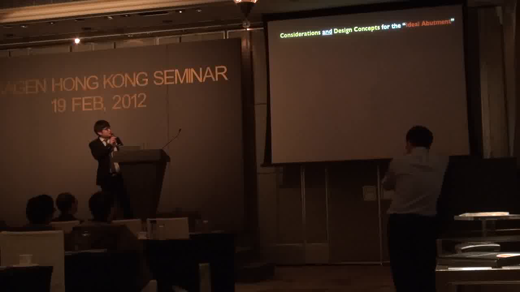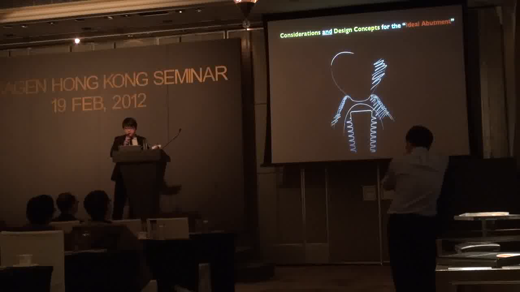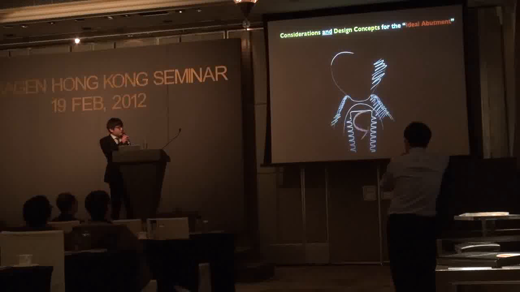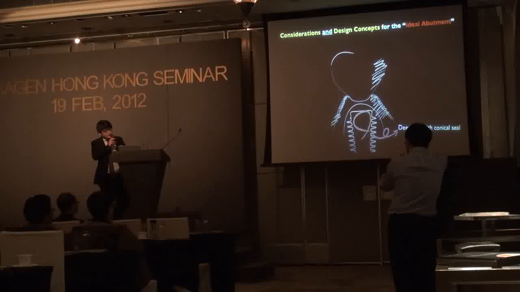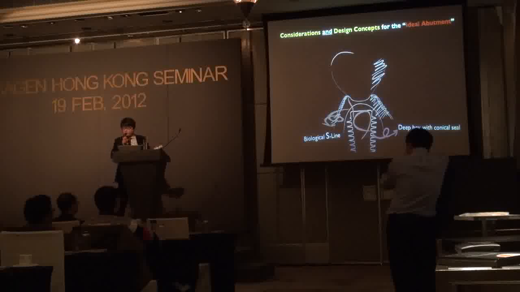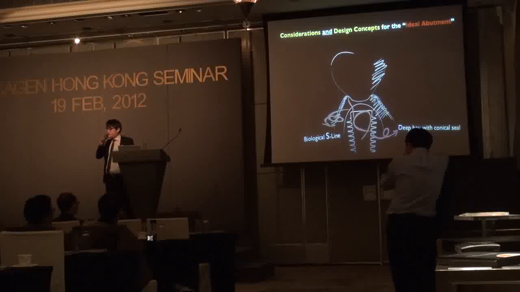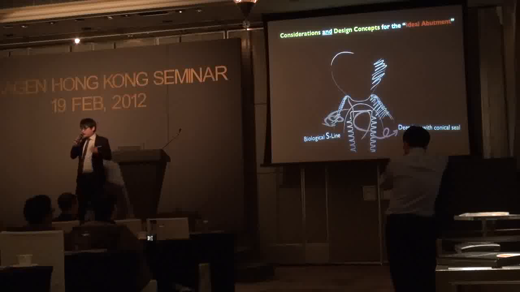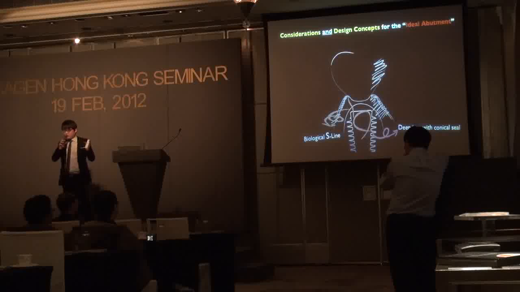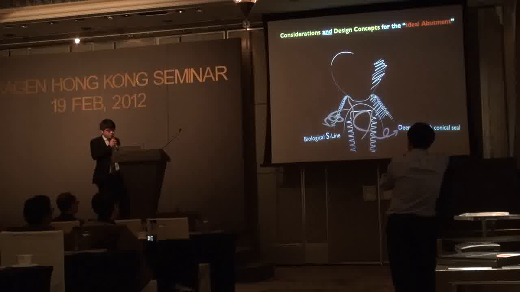So you can see the consideration and design concept for the Enrich abutment, which we call the ideal abutment. As you see, the crown is much bigger than the fixture, and to prevent the screw loosening problem, we chose an internal deep hex with conical seal, as I explained just before, and a biological S-line. Normally the crown is much bigger than the root in natural teeth, so the connection part between the crown and the root is not a straight shape. It should be a curved shape, so we reproduced that kind of natural anatomy.